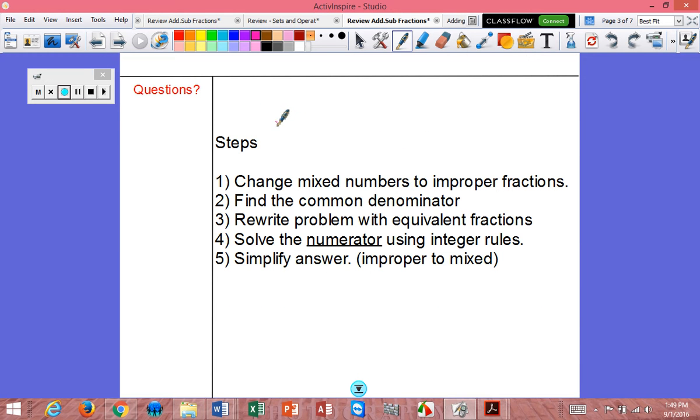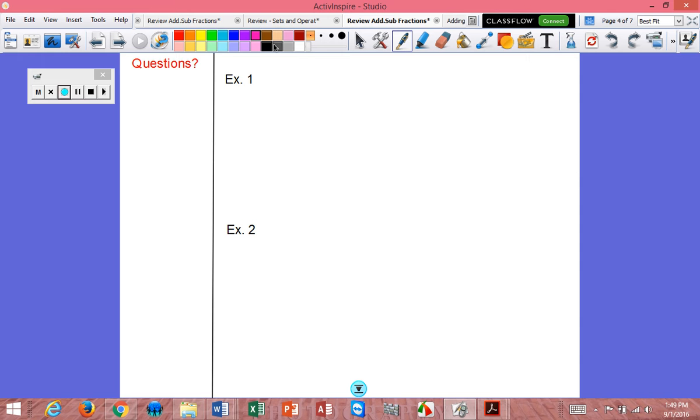Alright, so again, the first thing you want to do, change your mixed numbers to improper fractions, then find your common denominator, rewrite with the equivalent fractions, solve only the numerator, and then simplify the answer if need be. Alright, let's go ahead and do some examples together. So the first thing I'm going to do, I'm going to take 1/4 plus 1/4.